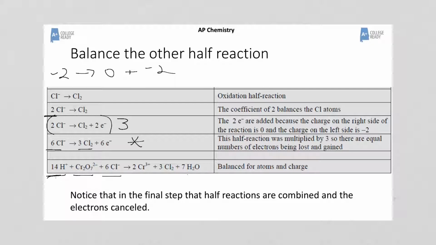But it's a good idea to check the charges especially. So here I have 14 positives minus 2, so that's plus 12, and then I've got 6 negative. So I've got plus 6 on this side. And notice these two are neutral, and this side's plus 6. So now this should be the correct answer, and we did a good job balancing.